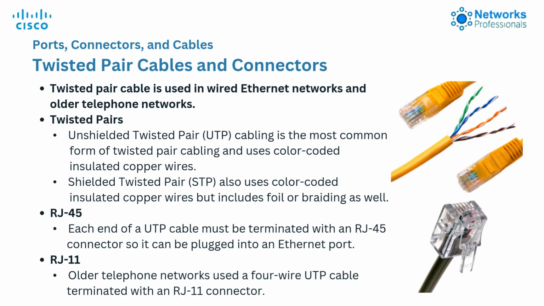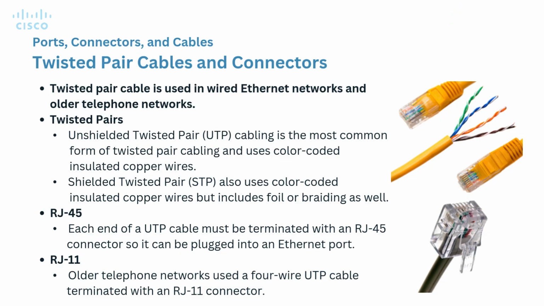Twisted pairs. Unshielded twisted pair, UTP, cabling is the most common form of twisted pair cabling and uses color-coded insulated copper wires. Shielded twisted pair, STP, also uses color-coded insulated copper wires but includes foil or braiding as well. RJ45. Each end of a UTP cable must be terminated with an RJ45 connector so it can be plugged into an Ethernet port. RJ11. Older telephone networks used a 4-wire UTP cable terminated with an RJ11 connector.